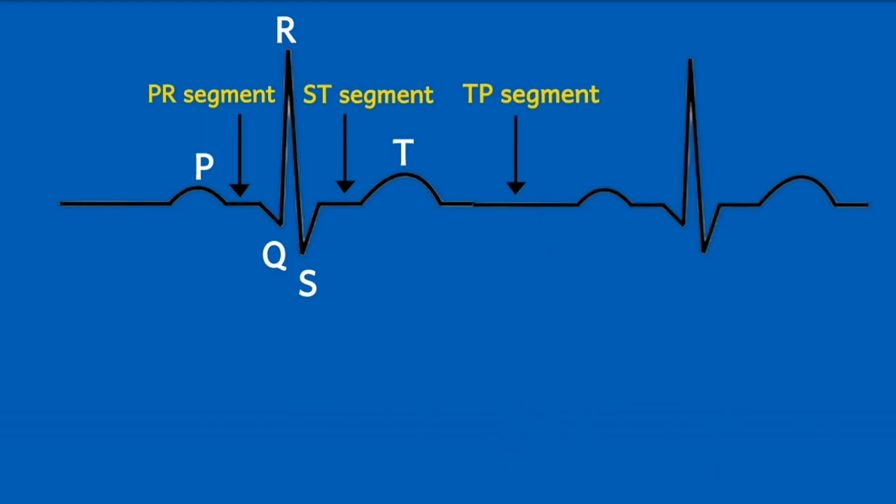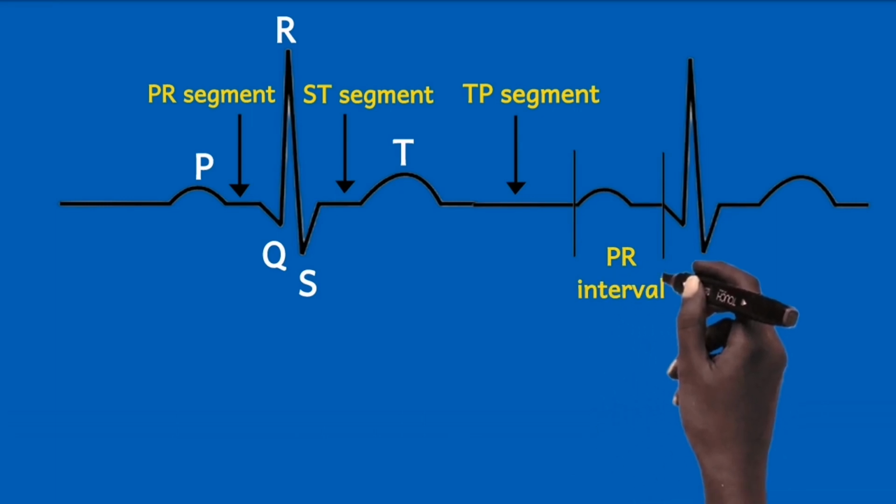Now to intervals. Once there is a wave included, then it is no more a segment but an interval. For example, a P wave plus the PR segment is a PR interval. Or better still, the beginning of the P wave to the beginning of the Q wave is called a PR interval. And this interval has a diagnostic value, as we will look at later.